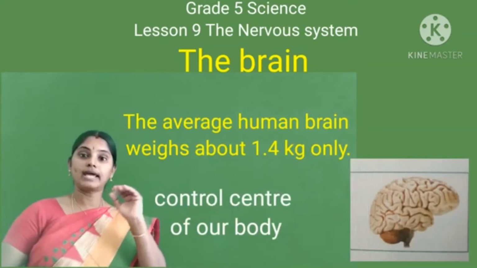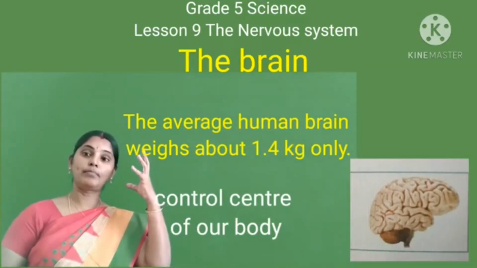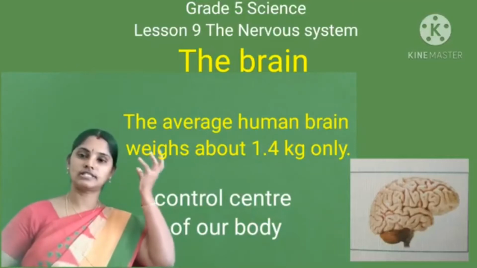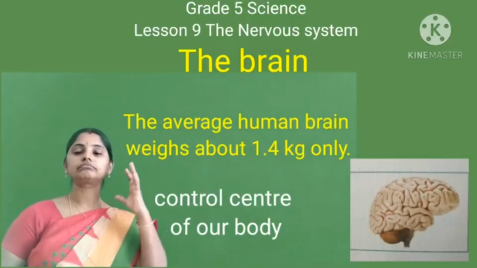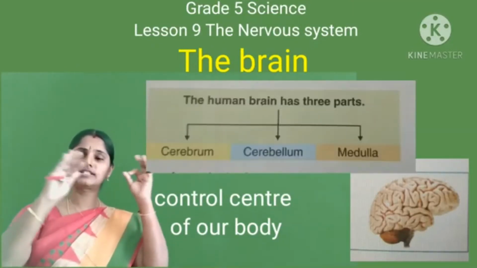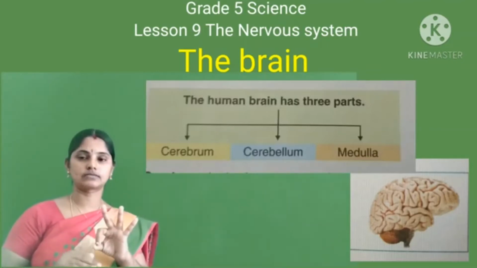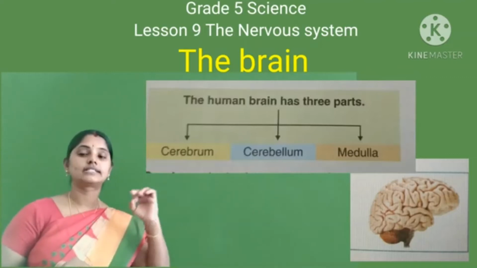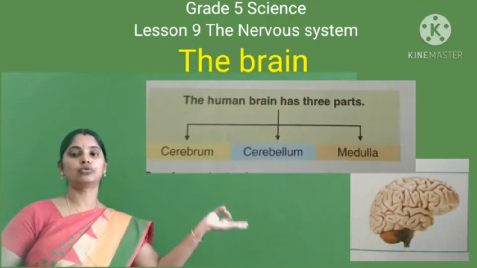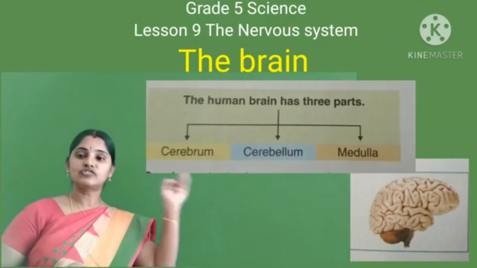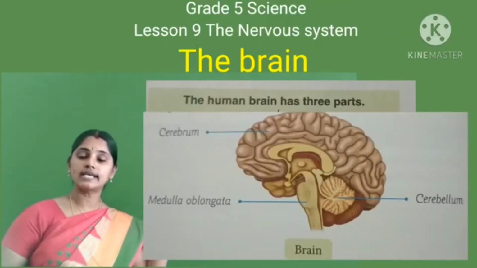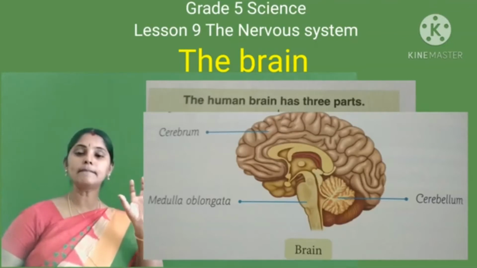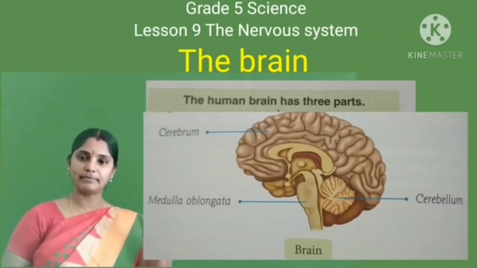The adult human brain weighs 1.4 kg. The brain has three main parts: cerebrum, cerebellum, and medulla. Of these three, the first one, cerebrum, is the big part of the brain.